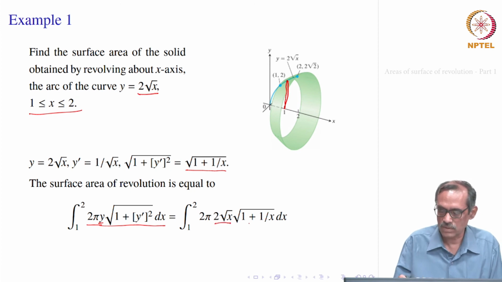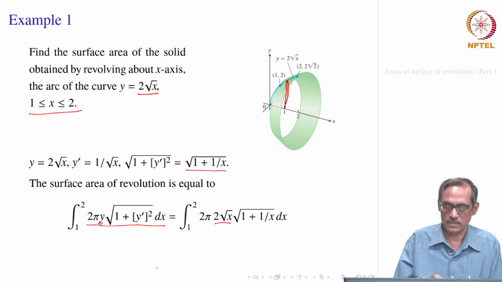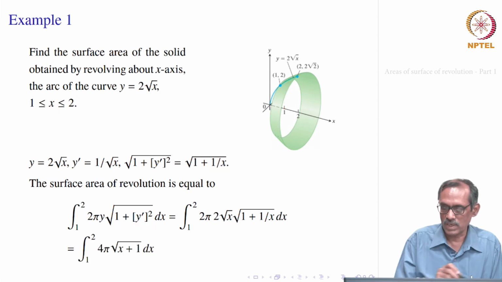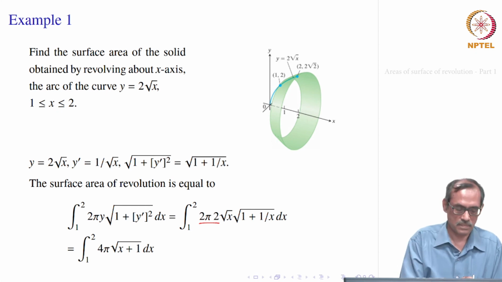So, 2 root x times the square root of 1 plus 1 by x dx, fine. You multiply that x, taking it inside the square root, that gives you the square root of x plus 1, and this simplifies to 4 pi. So, it is the integral from 1 to 2 of 4 pi square root of x plus 1 dx.